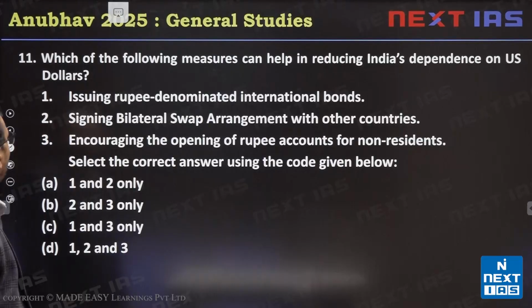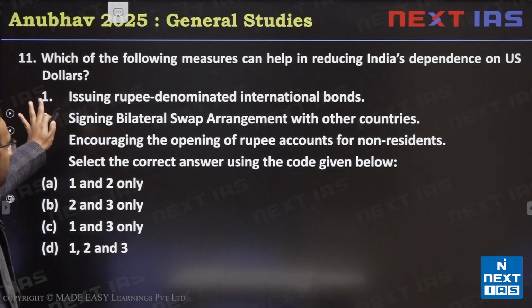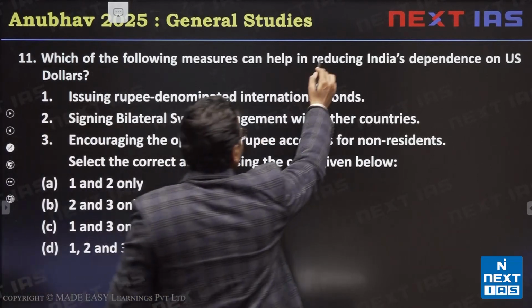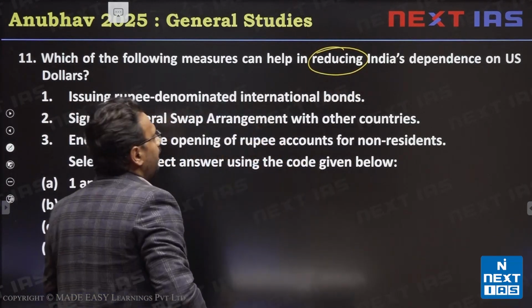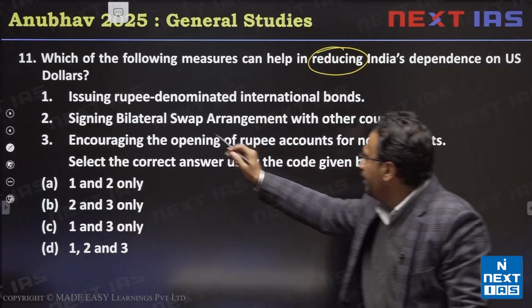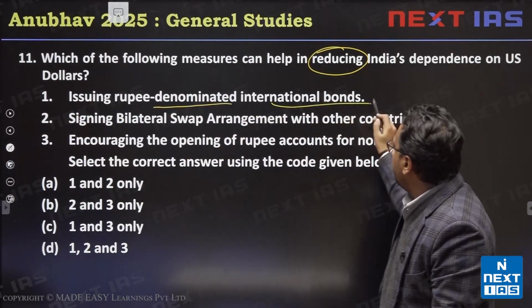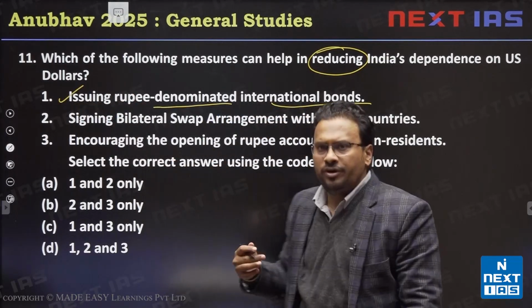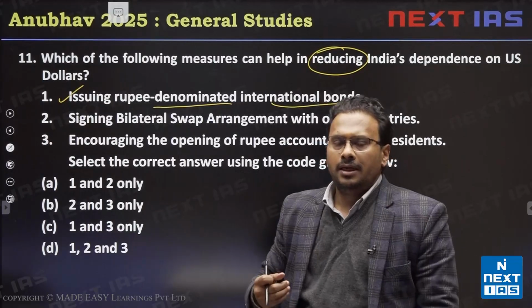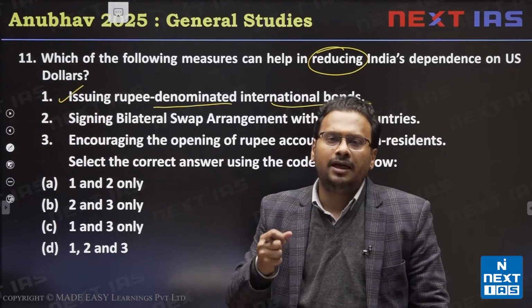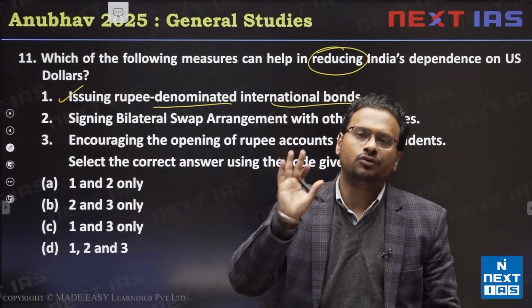Move ahead with another question, question number 11. It says, which of the following measures can help in reducing India's dependence on US dollars? First, issuing rupee denominated international bonds. Yes, because if you issue rupee denominated international bonds, there will be a demand for them, which will ultimately reduce the dependency upon the US dollars.